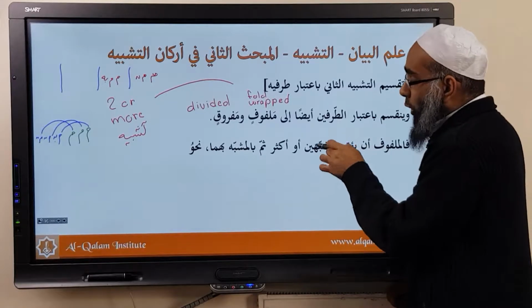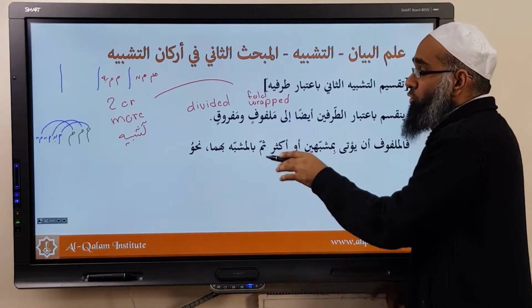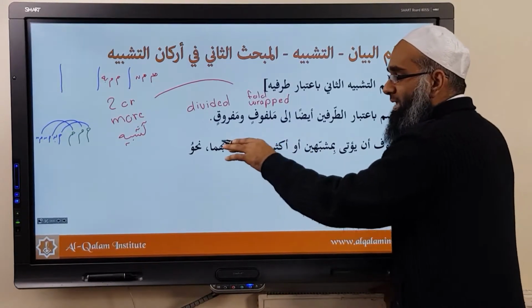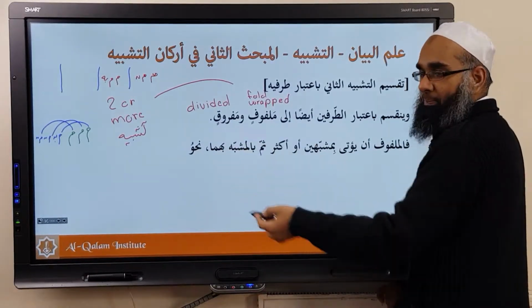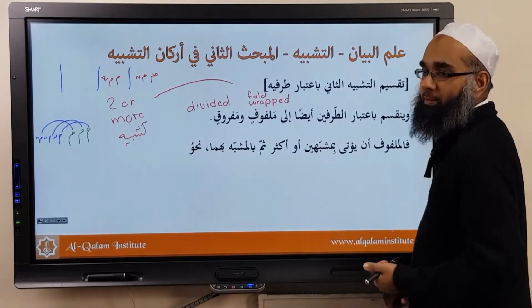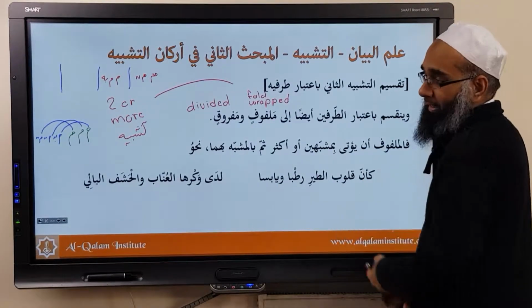So malfuf means what? That you bring two or more mushabbahain, two or more, thumma bil mushabbah bihi, ay mushabbah bihima or mushabbahat biha. Then you bring the mushabbah bihi, two of them, three of them, however many you need. So it's interwoven, malfuf. Okay, and you've got this poem here, and I'll explain this poem.